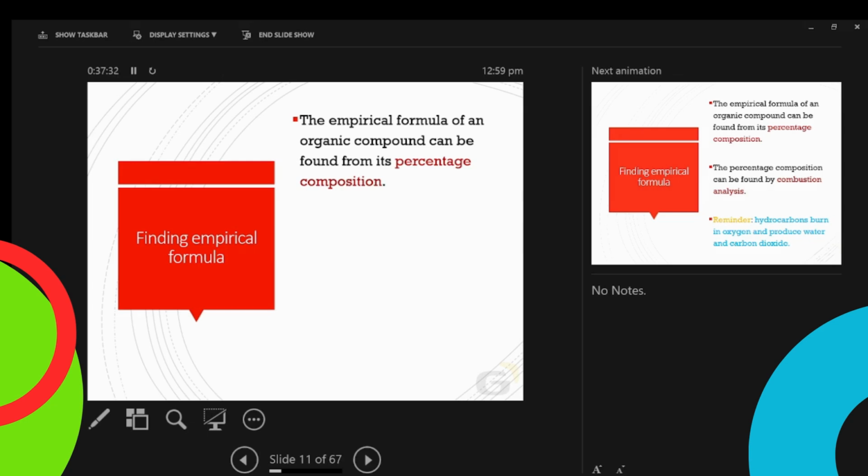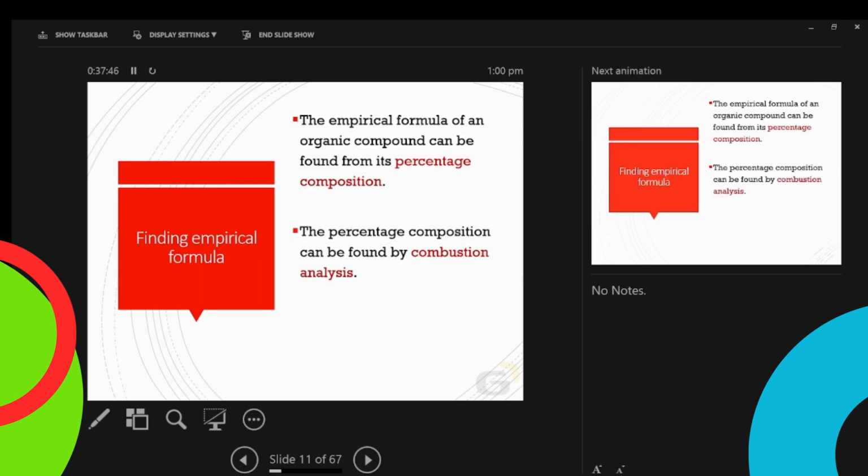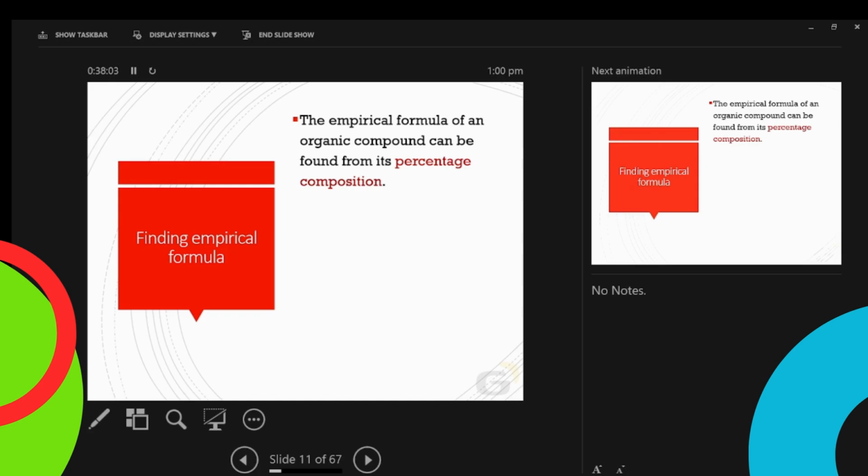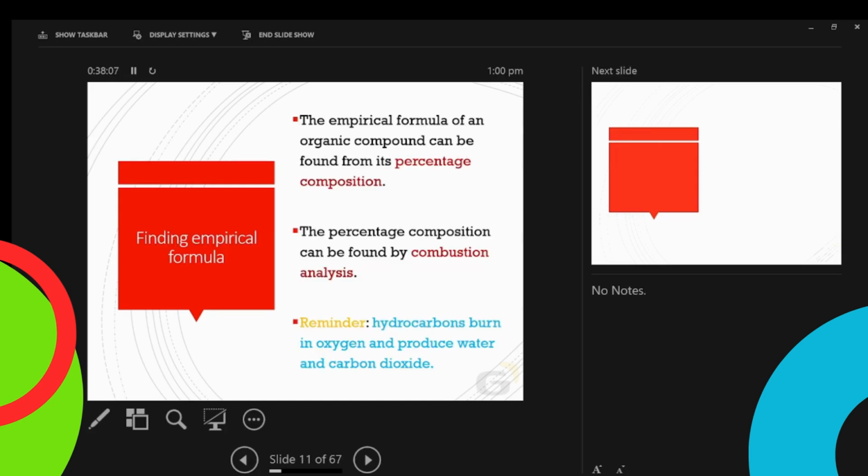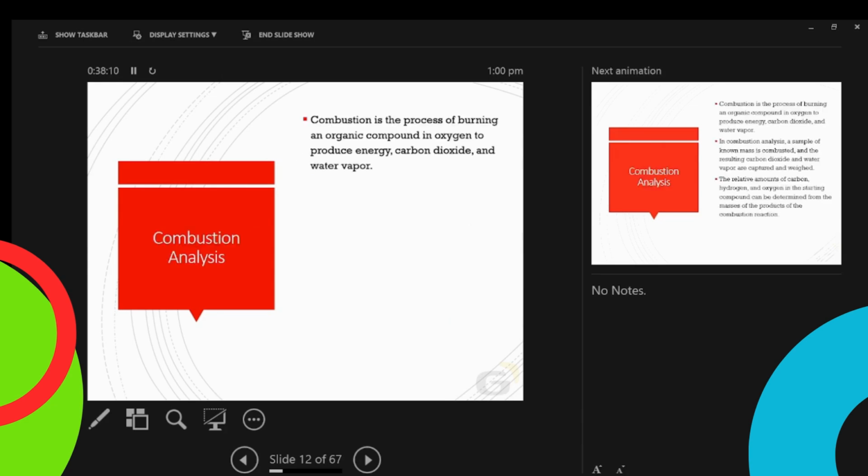All of you must know that we have medicines and drugs, so we should know what type of compound they contain. The empirical formula can be found by combustion analysis. Now, what is combustion analysis? We burn the compound in an instrument, and then we get the percentage of hydrogen and carbon dioxide that is produced, and then we get the chemical formula. Hydrocarbons burn in oxygen and produce water and carbon dioxide. Combustion analysis is a process of burning an organic compound in oxygen to produce energy, carbon dioxide, and water vapors. So we are going to learn about this.